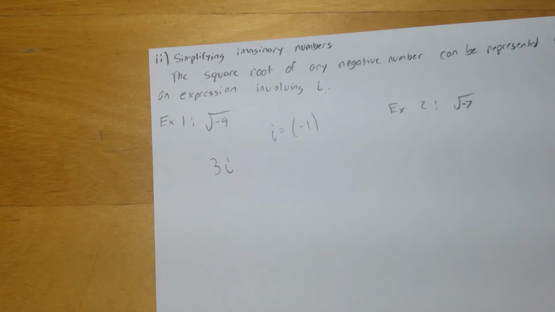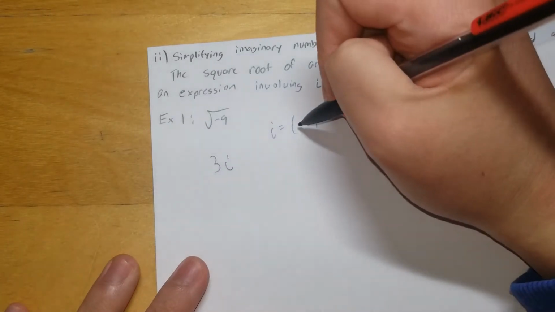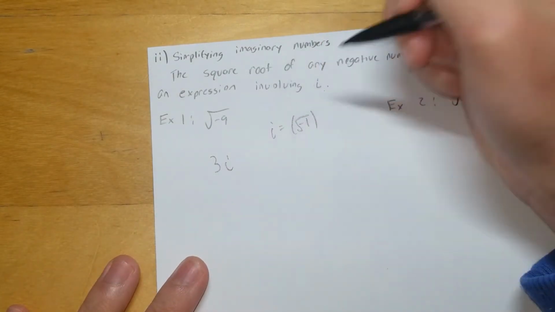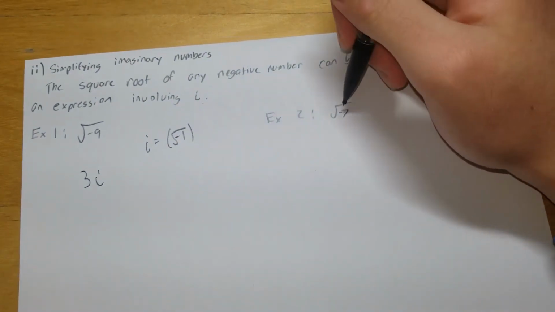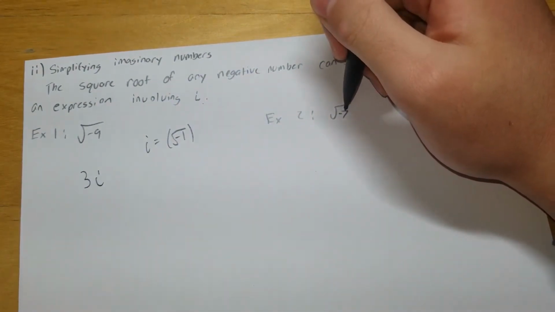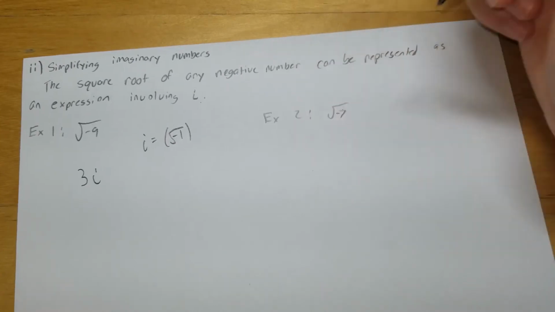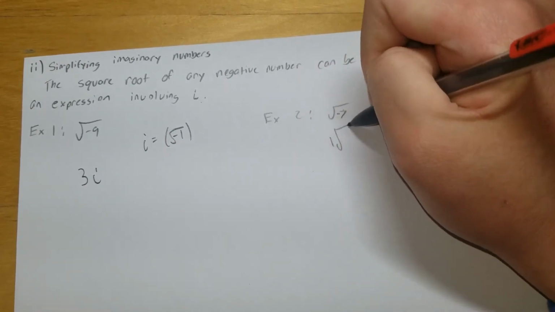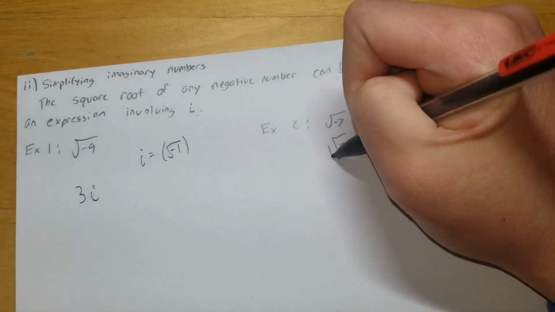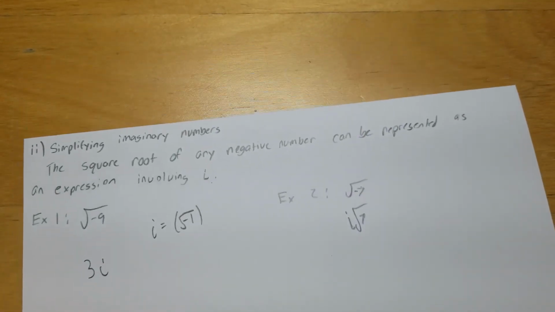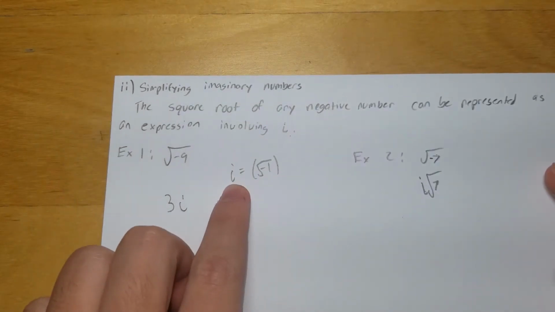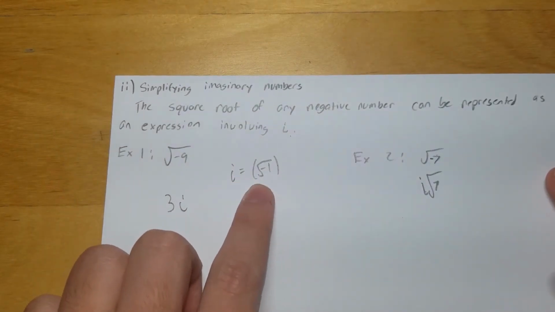Sorry, not negative 1, the square root of negative 1, my bad. Example 2, we've got the square root of negative 7. What would that be? That would be i radical 7. There you go, and that's simply it. Remember that i is just radical negative 1.